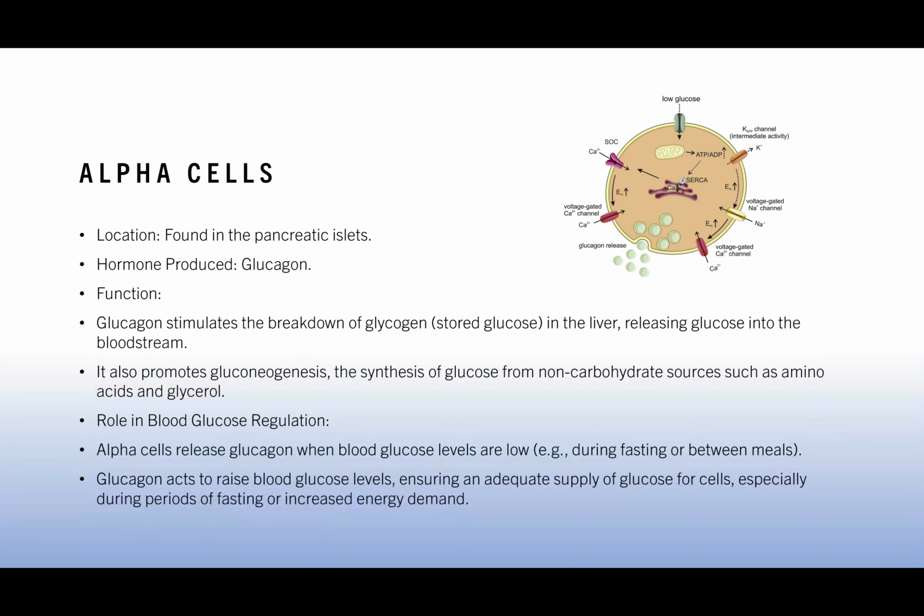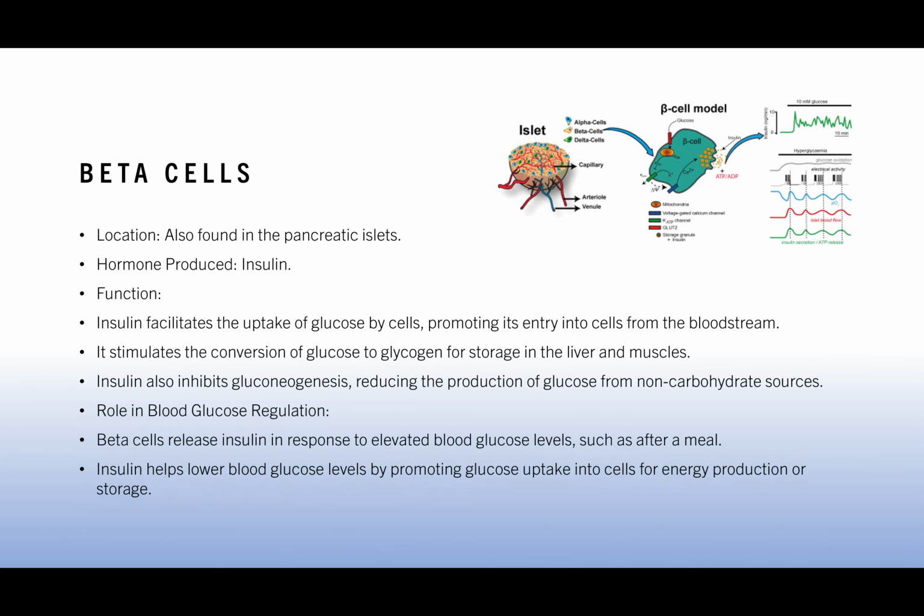Go ahead. It breaks down glycogen into glucose. All right. So we have the production of glucose via gluconeogenesis. So it promotes gluconeogenesis. Lovely. But the beta cells, which are also in the islets of Langerhans, produce insulin. What is the role of insulin?